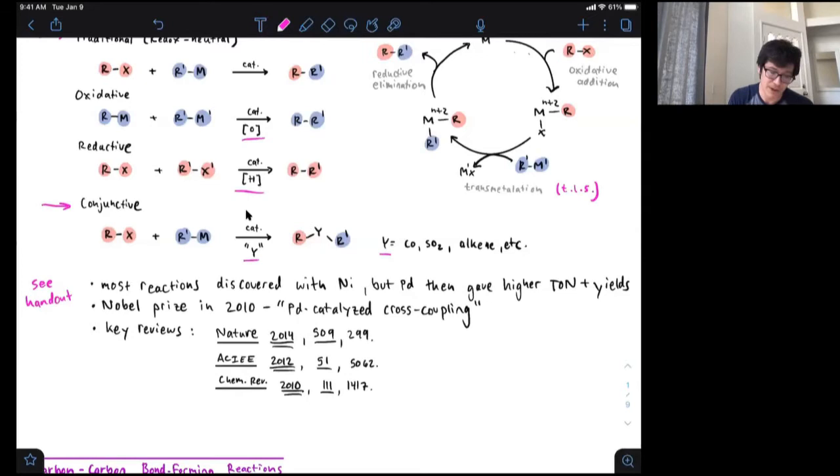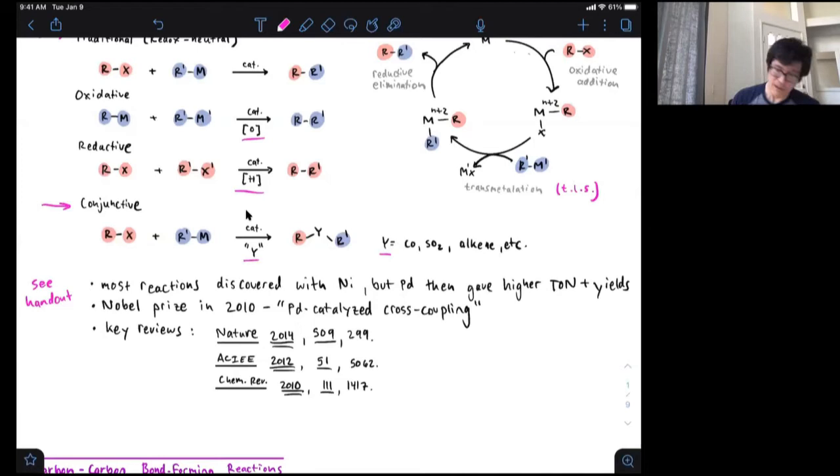And this topic, as you can imagine, since it won the Nobel Prize in 2010, has been reviewed a number of times. I've just highlighted three leading reviews that are commonly cited here, but there are many that you could dig up. And historically, if one looks back, one of the things that's interesting is that you had this initial burst of activity with nickel, and then it kind of faded away, and palladium for much of the 70s, 80s, 90s, and even 2000s really was receiving the lion's share of the attention. And now things have come full circle where nickel is being appreciated for some of its unique abilities, particularly in the realm of alkyl couplings.